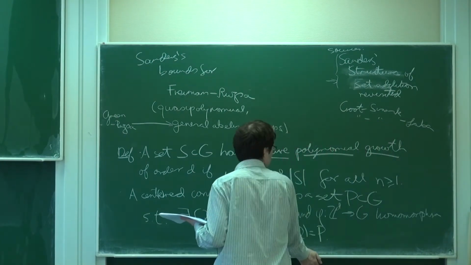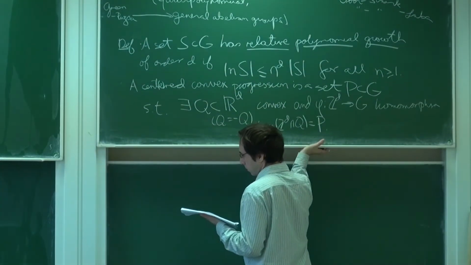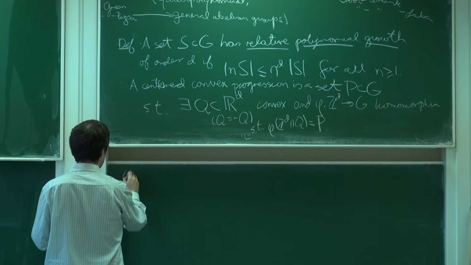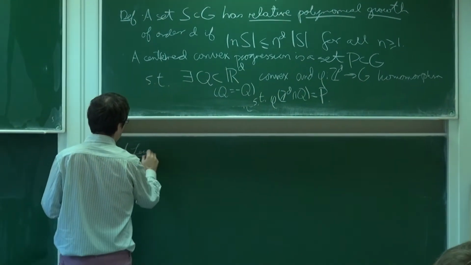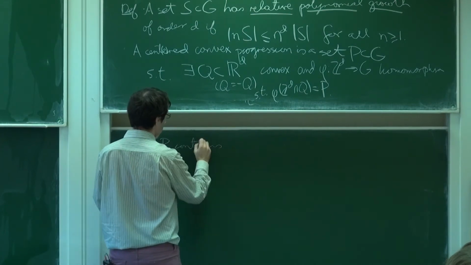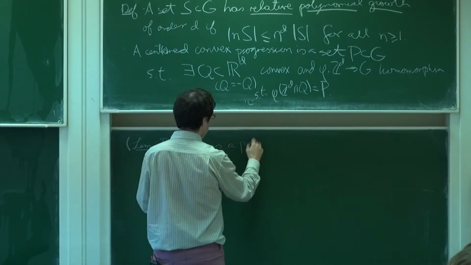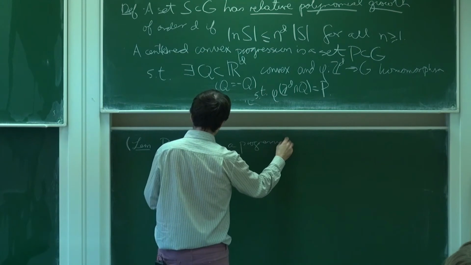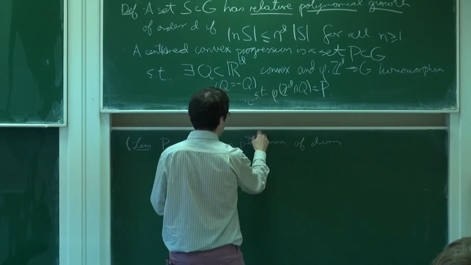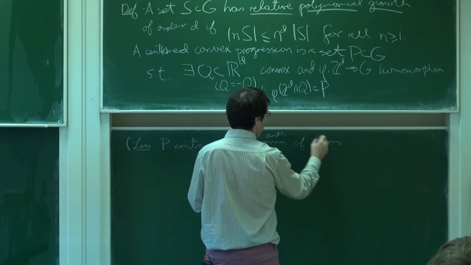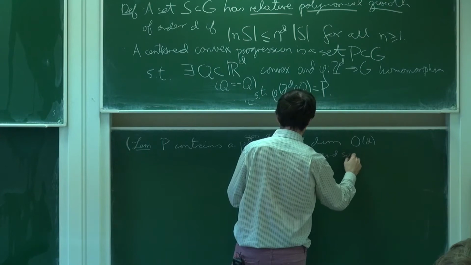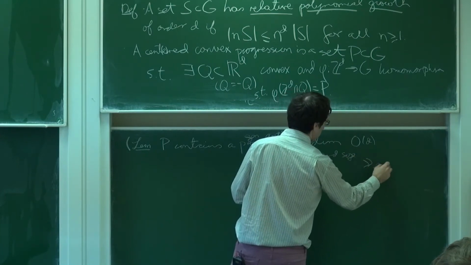And it is not hard to show that P contains a generalized arithmetic progression of dimension d and size at least d minus d log d.